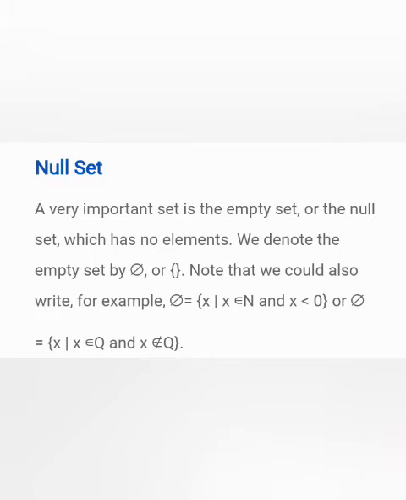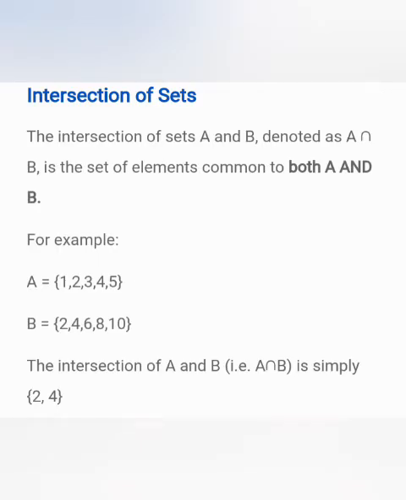Now the null set, a very important set, is the empty set. The null set has no elements, and we denote the empty set by phi. Intersection of sets: the intersection of sets A and B is denoted by A intersection B. It's like an upside down U, and intersection means the elements that A and B have in common. Now you can see a set A, 1 to 5, and set B, 2, 4, 6, 8. What is common here is 2 and 4. So that is the intersection of the two sets.